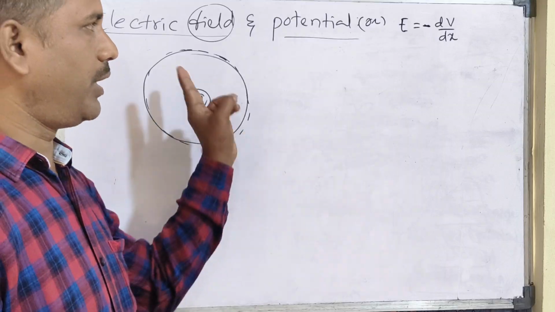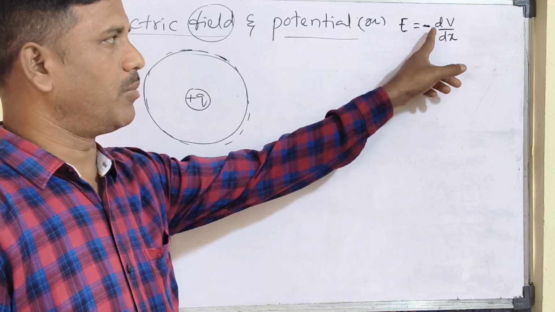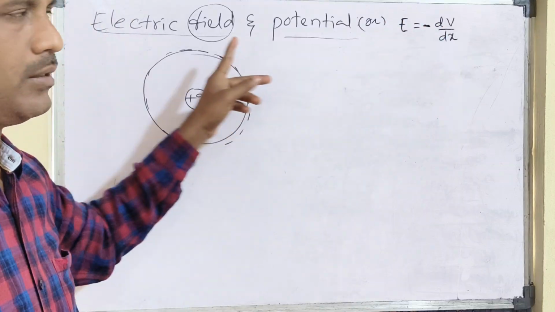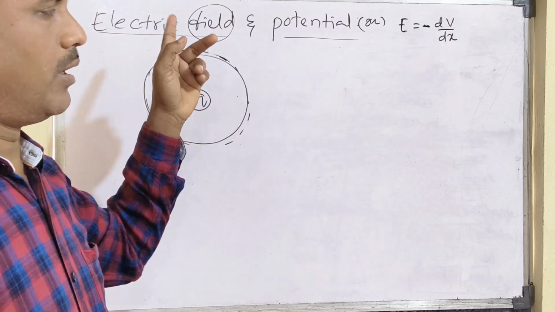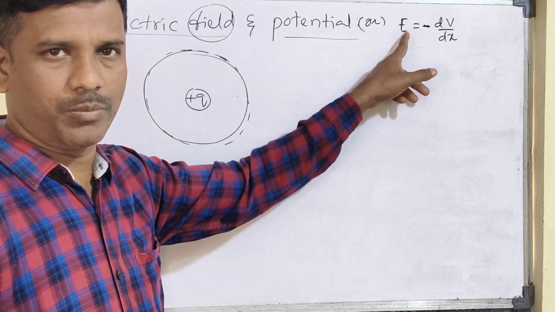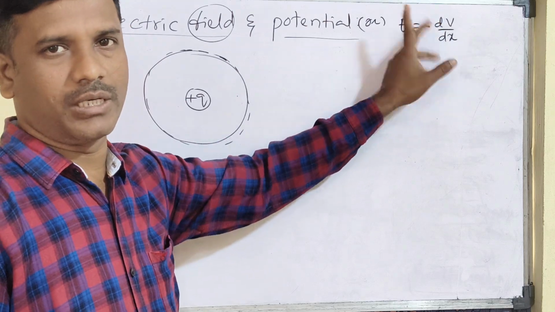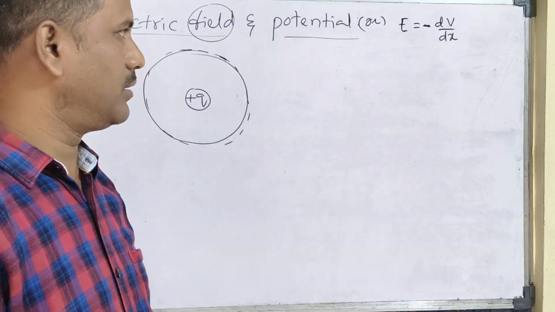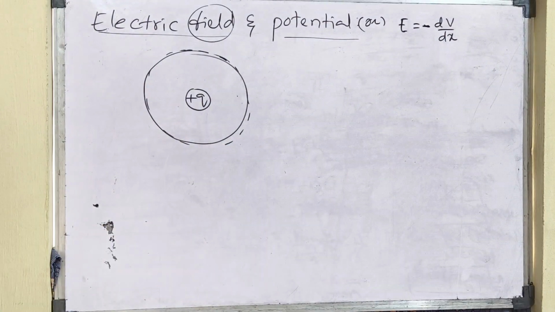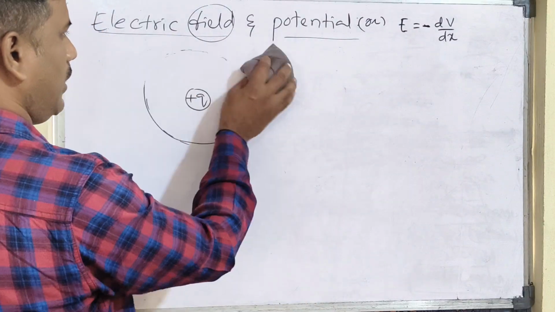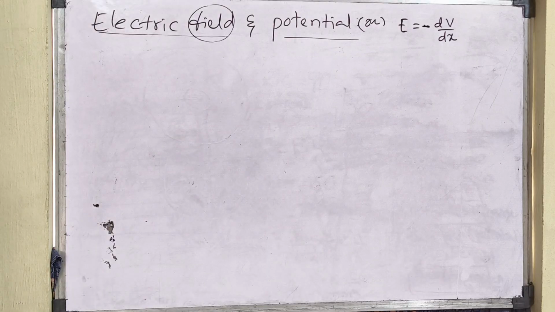So three types of questions will come. Don't confuse. First: show that E is equal to minus dV by dx. Another: derive the relation between electric field and potential. And another: the electric field at any point is equal to the negative potential gradient. Keep these three ways of questioning in your mind. Right, now the derivation.